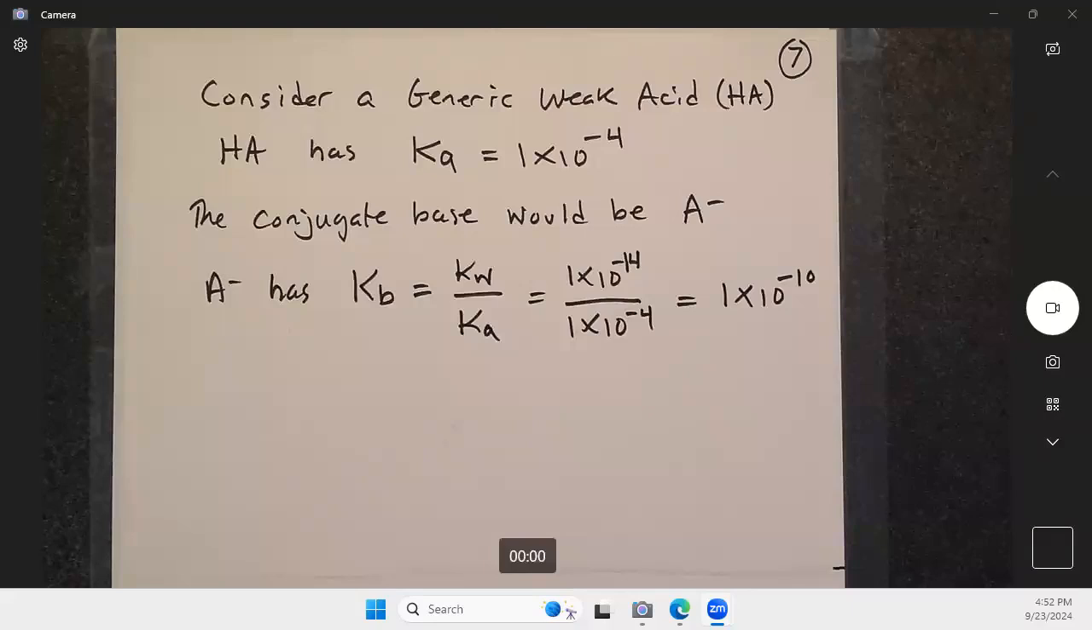And both of those values, right? The Ka is a small number, and the Kb that we calculate from it for the conjugate base is a small number. So weak has been conjugate to weak. And you'll notice what I pointed out earlier, that the Kb value tends to be smaller than the Ka value.